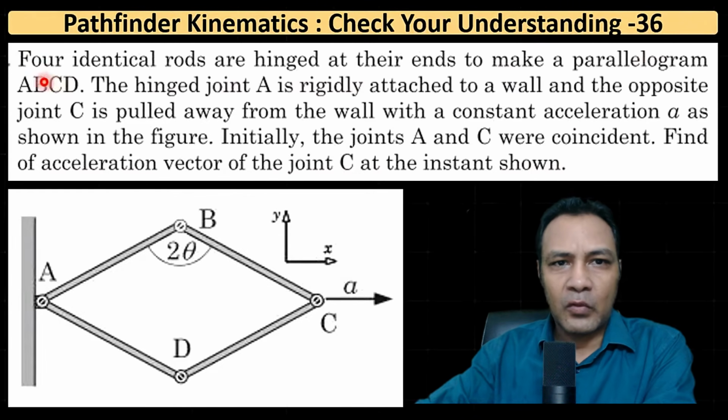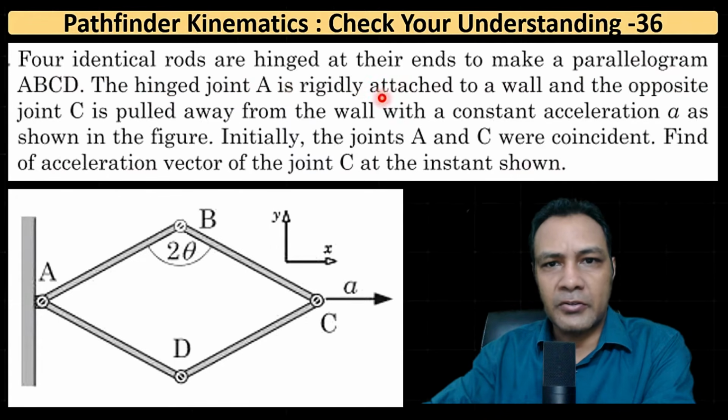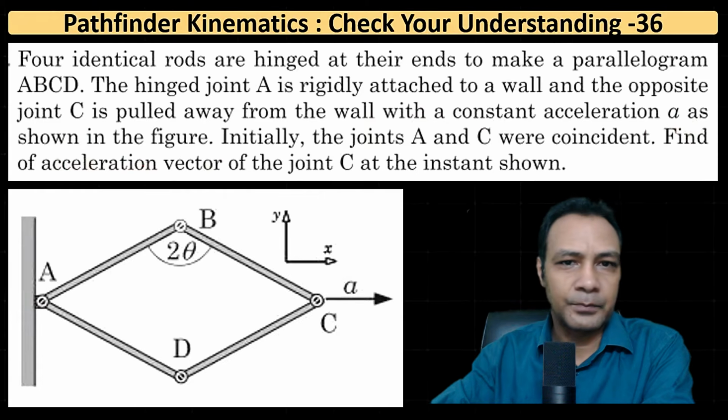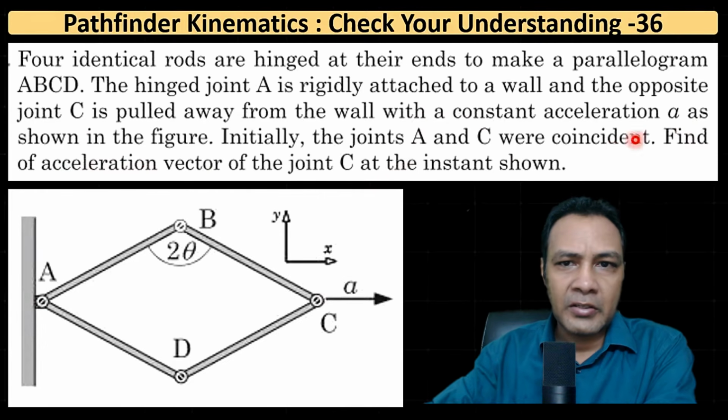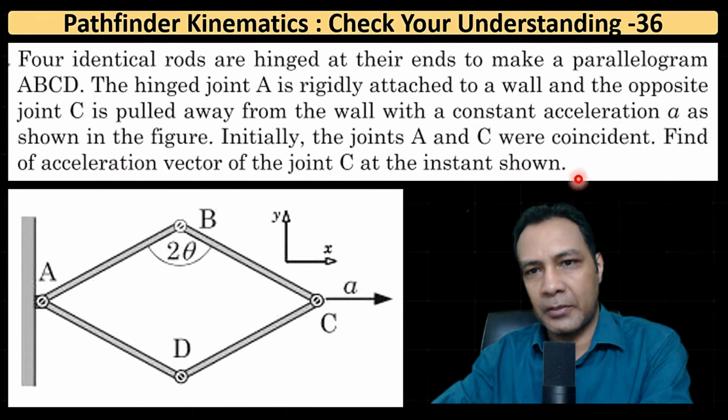The question states, four identical rods are hinged at their ends to make a parallelogram ABCD. The hinge joint A is rigidly attached to a wall and the opposite joint C is pulled away from the wall with a constant acceleration a, as shown in the figure. Initially, joints A and C were coincident. Find the acceleration vector of the joint C at the shown instant.